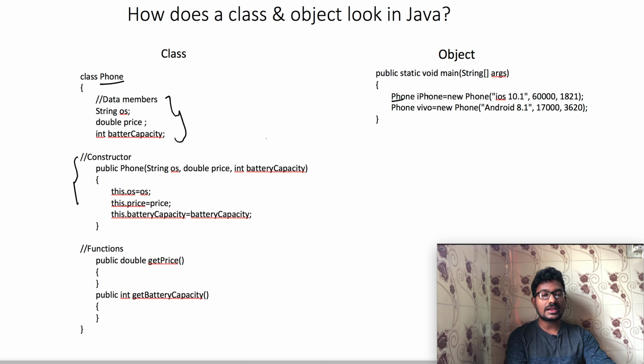Here, using the class name, we are trying to create objects called iPhone and Vivo, and we are sending the properties in the params. So this is called the iPhone object and this is called the Vivo object. We can do any number of operations on these objects. So this is the very basic of class and object, and how it looks in Java.